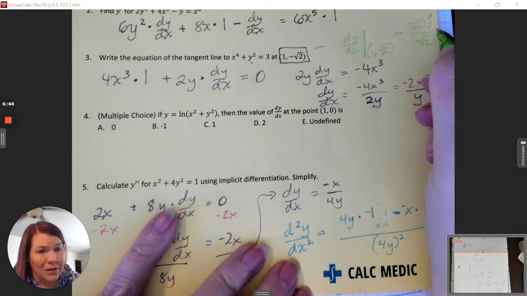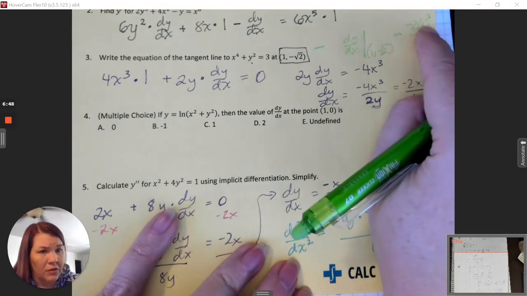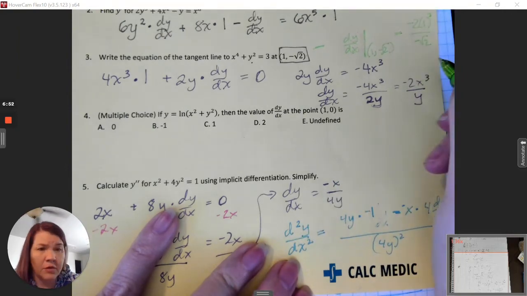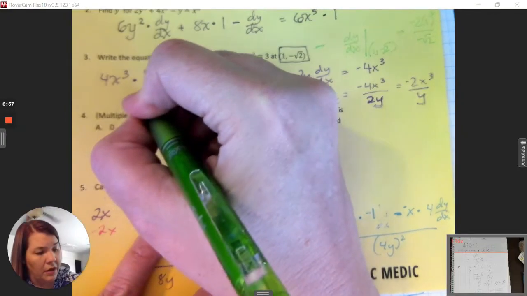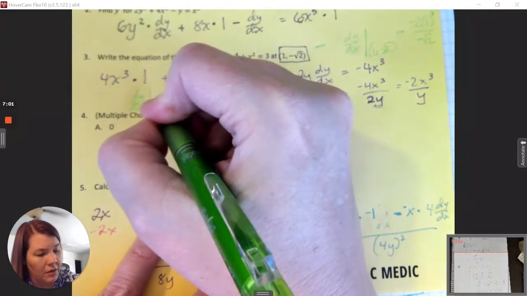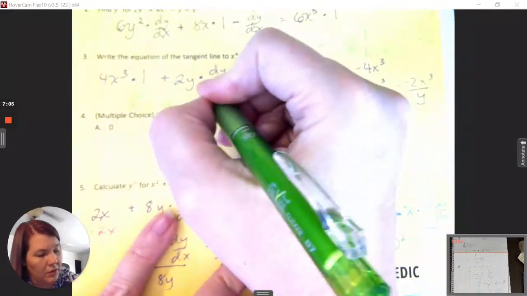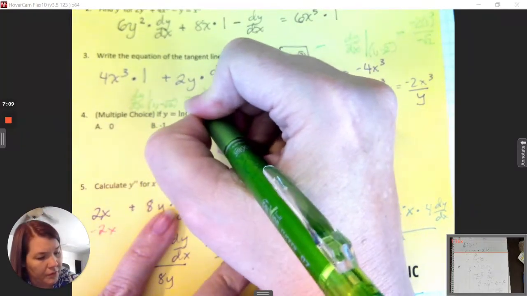Clean it up just a tiny bit. The negative signs are going to cancel each other out. I've got 2 times 1 to the 3rd power, that's just going to be 2. And the denominator is going to be square root of 2. So I have the slope, dy/dx at 1 comma negative radical 2 is equal to 2 over square root 2.